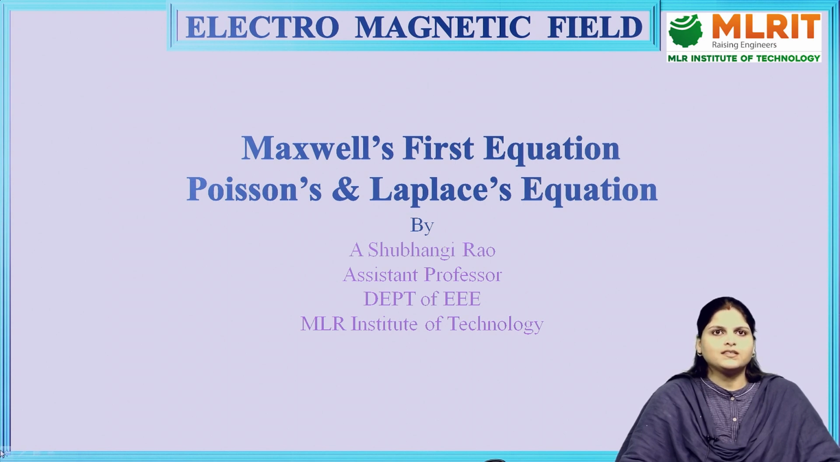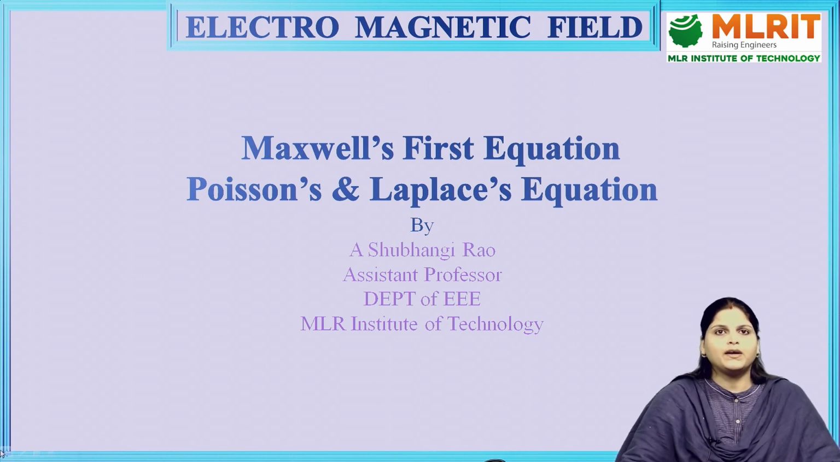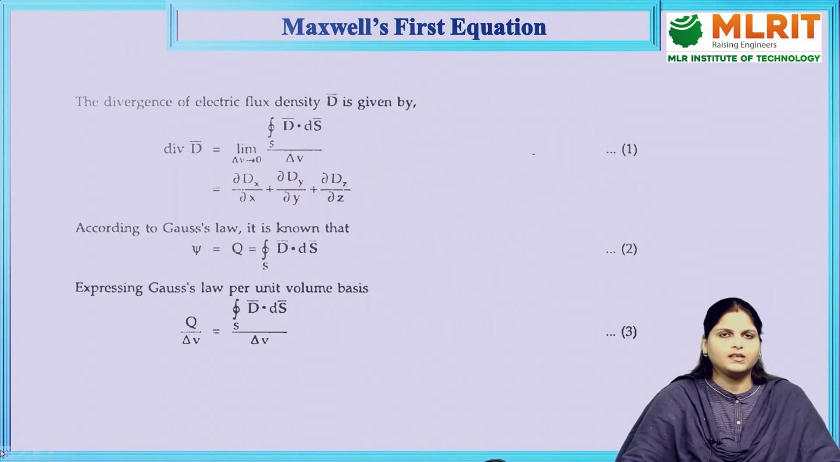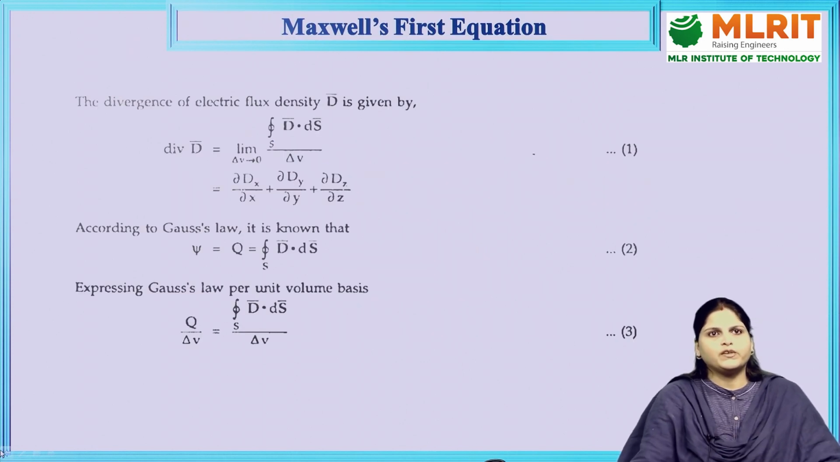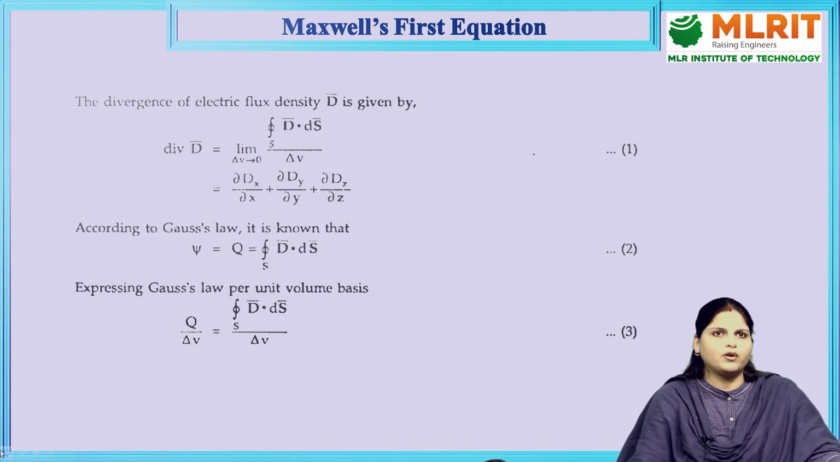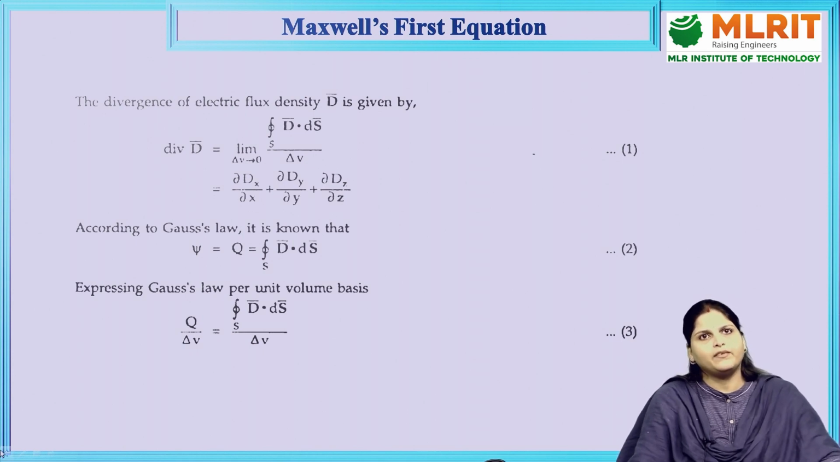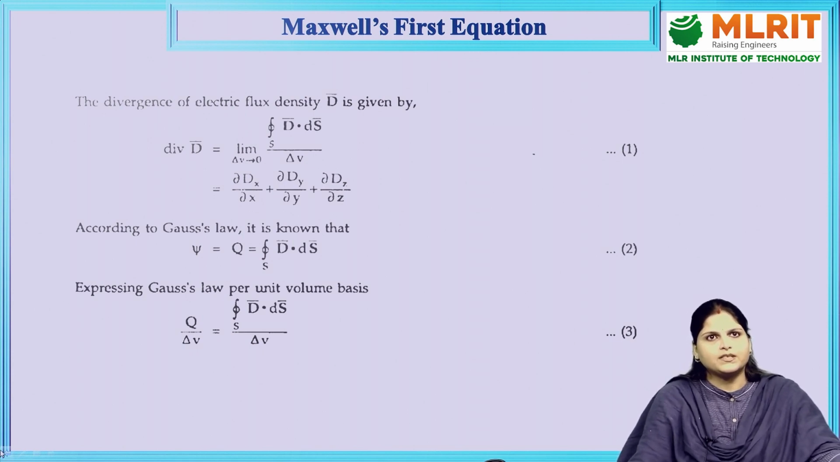In today's lecture, we are going to discuss Maxwell's first equation and Poisson's and Laplace equation. These two derivations are very important from an exam point of view. So, let's start with Maxwell's first equation. We have already used a few formulas, and by using those formulas only, we have to derive Maxwell's first equation.